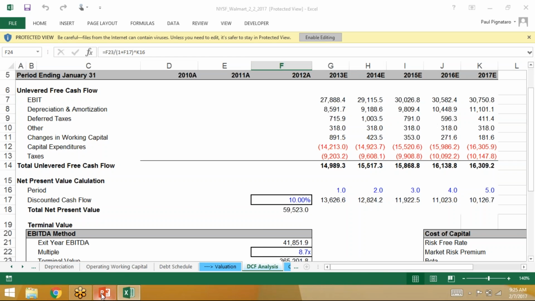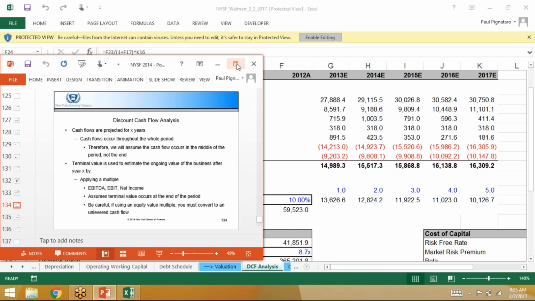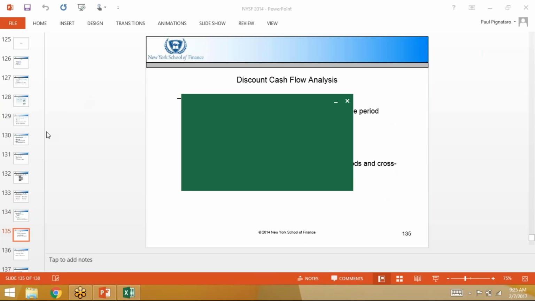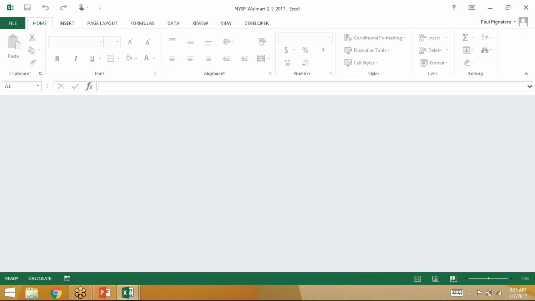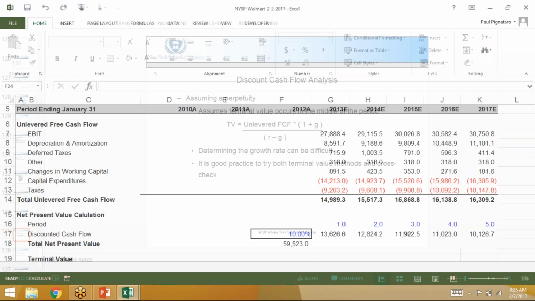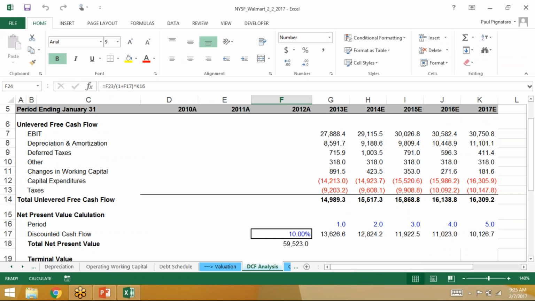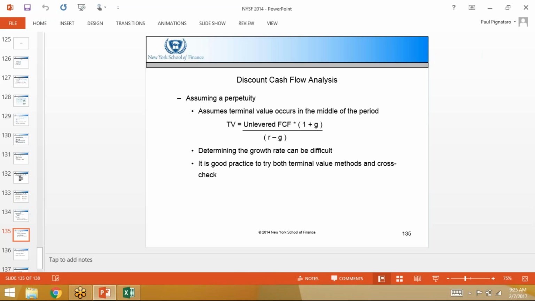The other way, the more textbook method, is the perpetuity. Mathematical series. This is the value. Take the last year's unlevered cash flow, the non-discounted version, times 1 plus G, divided by R minus G. R is the discount rate. G is some base rate of inflation. Some people say textbook is 3 to 4%. I think that's too high. In practice, we've used things as low as 1%, maybe even 0.5%. So determining growth rate can be difficult.